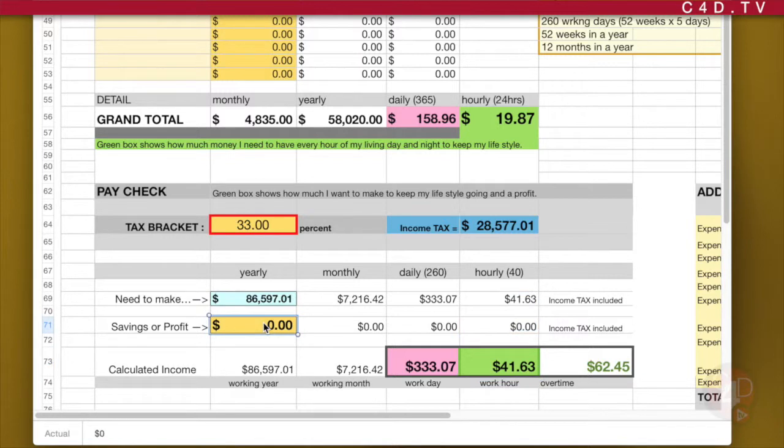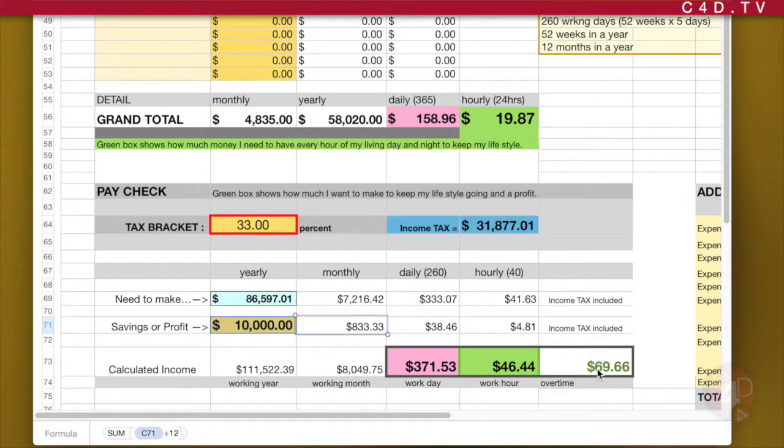Okay, so in this yellow box again, you're going to type in $10,000. By doing that, now that means that you need to make more money. So this changes. Now you need to make 371 and 53 every single work day, as long as you work the whole year. The same goes for the hour.